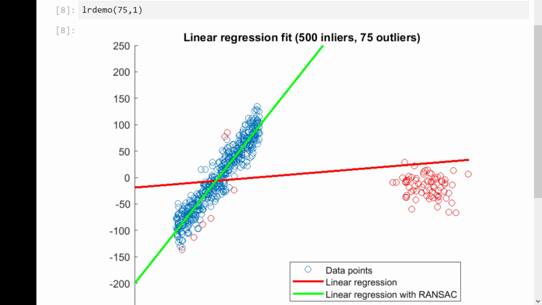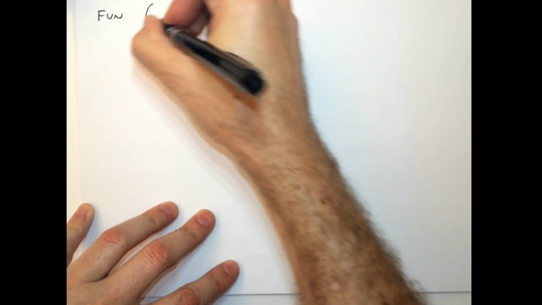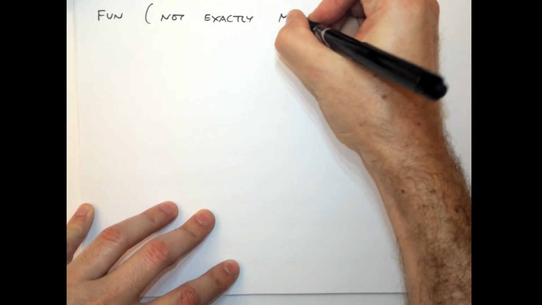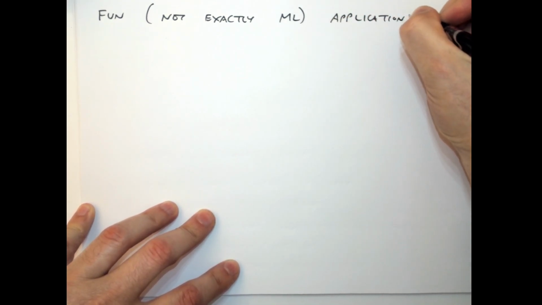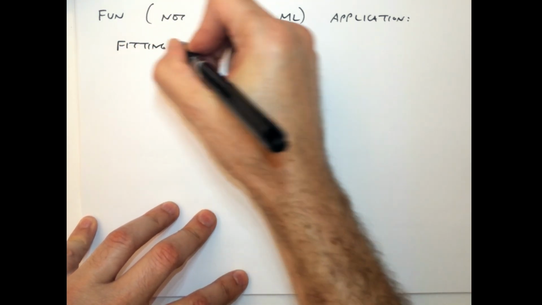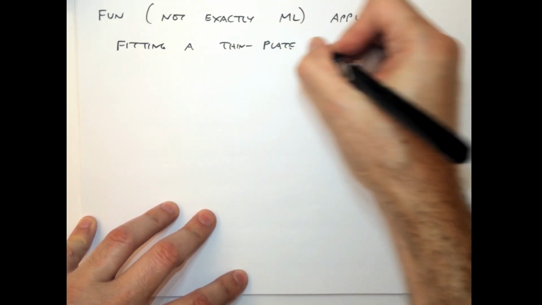And the last thing that I'll show you, which is a little bit fun, as another application, is kind of a fun, not exactly machine learning, but still the same kind of application, is what's called fitting a thin plate spline. It does sound fun, doesn't it?